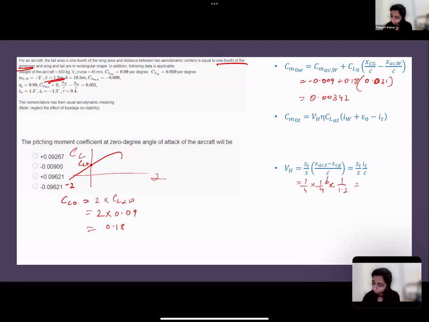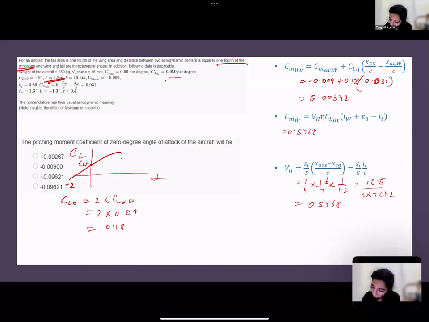B is 10.5. So it's 10.5 by 4 into 1.2. How much is this value? 0.5468. Correct me if I'm wrong anywhere, all right? So now you have VH. Plug that in here. So it is 0.5468.